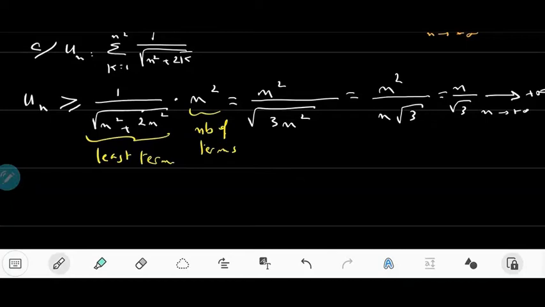So it doesn't make sense now to find an upper bound of un, because it's clear that if un is greater than a sequence going to plus infinity, then un itself is going to plus infinity. Then un goes to plus infinity when n tends to plus infinity.